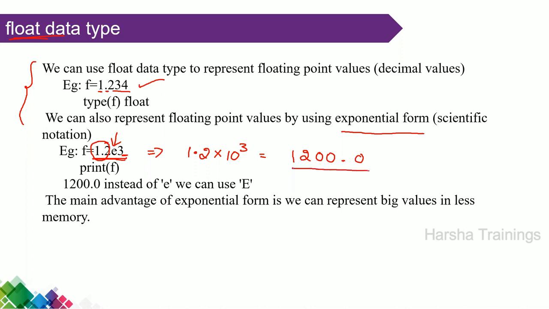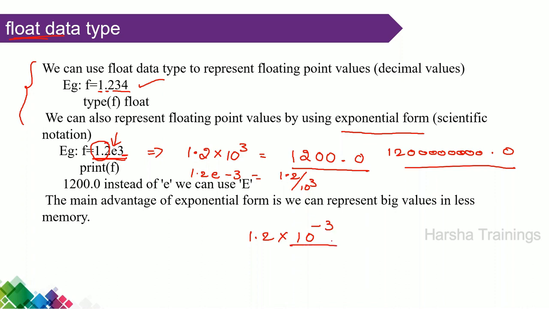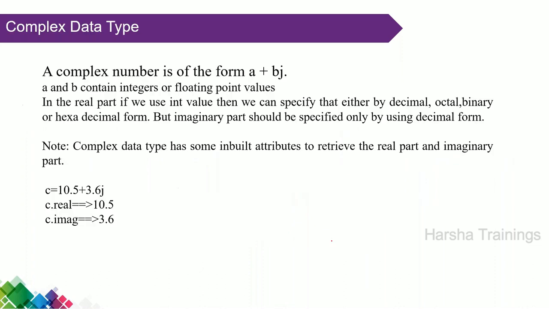If you want to represent a number with many zeros, it is somewhat difficult. To overcome this, we are using E. Here E is either uppercase or lowercase. And one more thing, if you are writing 1.2E-3, the meaning is 1.2 divided by 10 cube. 1.2 into 10 power minus 3, 10 power minus 3 in the sense 1 by 10 cube. Now, fine. One more thing is the complex data type.